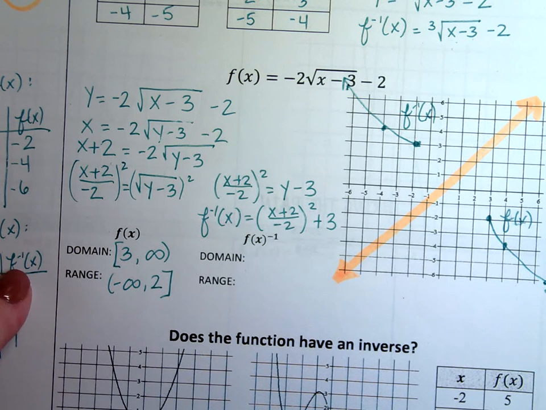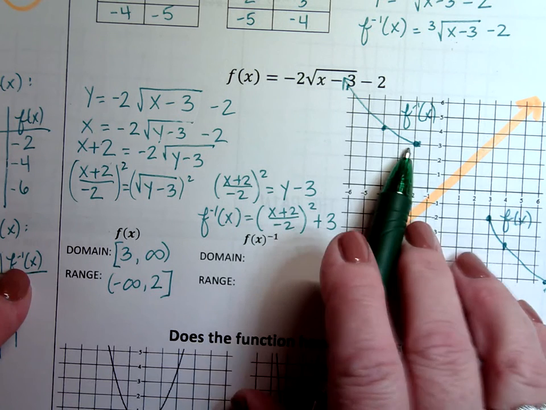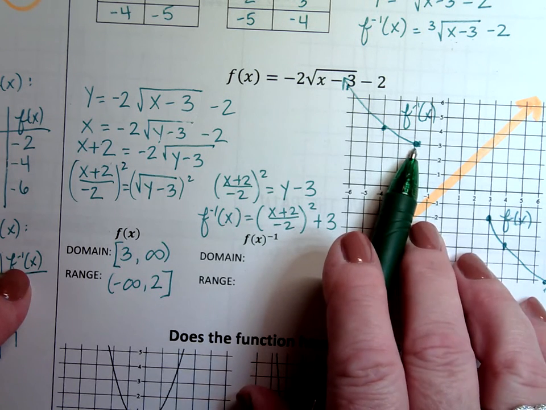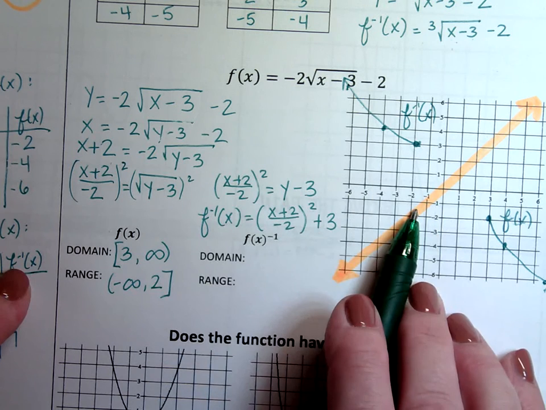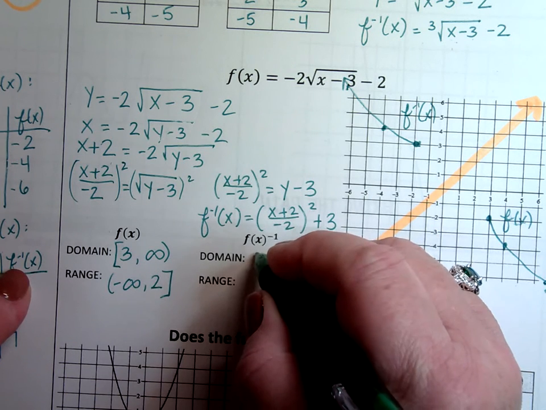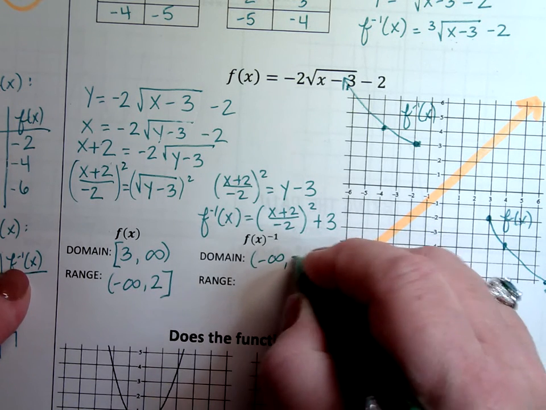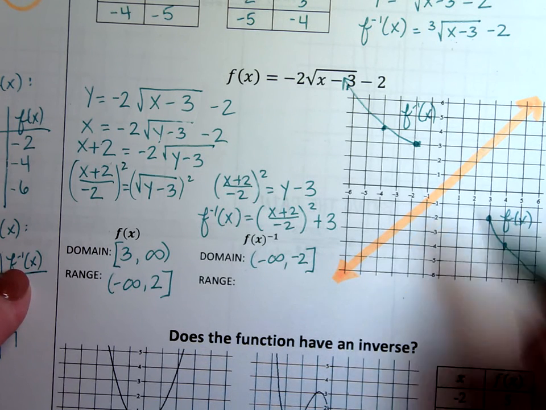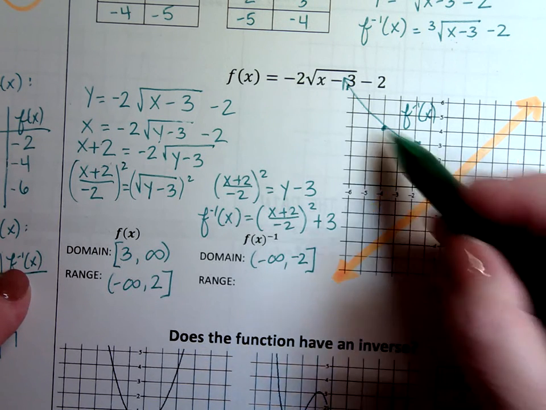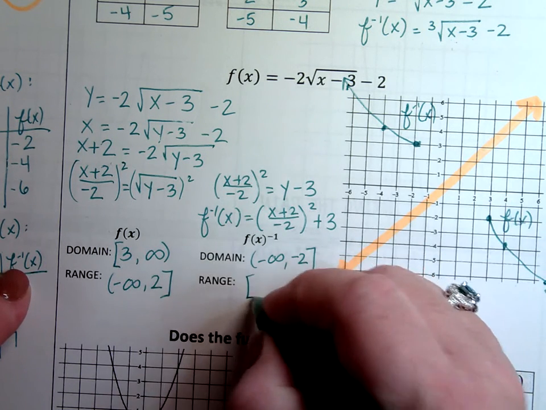If I look at the domain and range for the inverse function, that's this guy. Left to right. Left is negative infinity. Furthest on the right is negative 2. So this one's negative infinity to negative 2. Does it touch it? Yes. Range is lowest to highest. The lowest it hits is 3, and it goes up to infinity. Yes, it touches the 3.